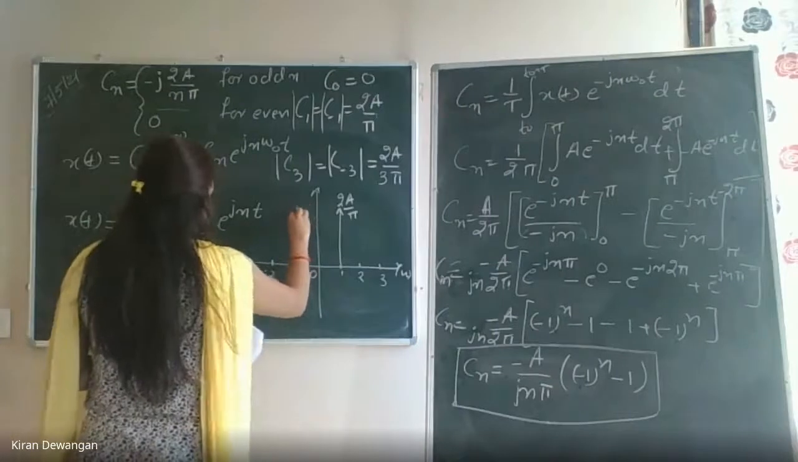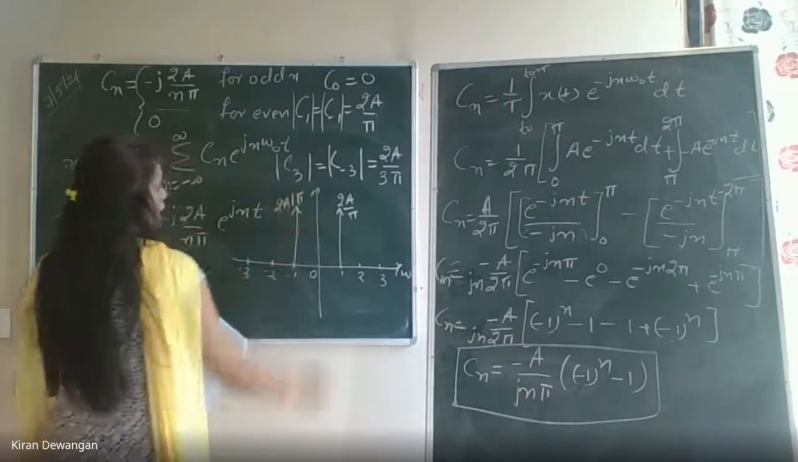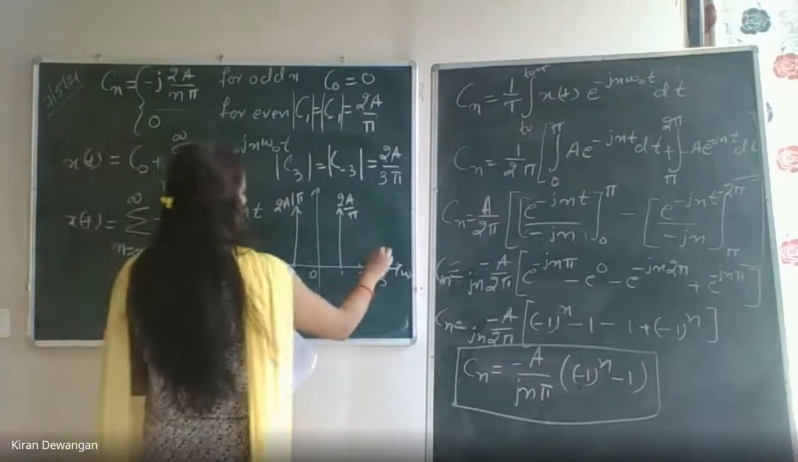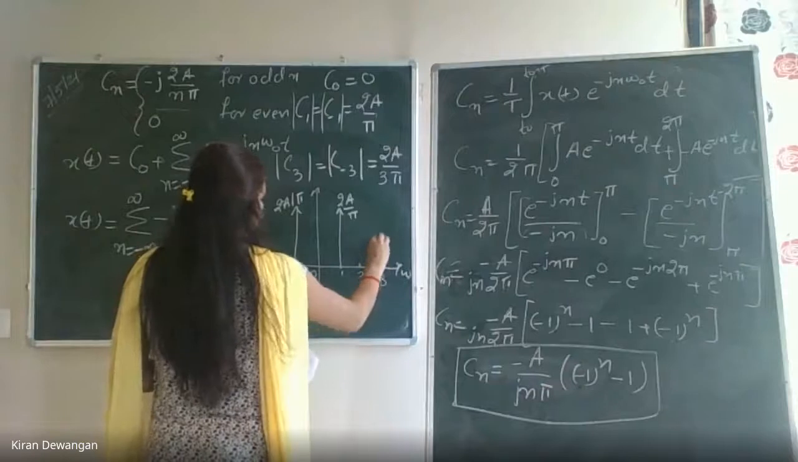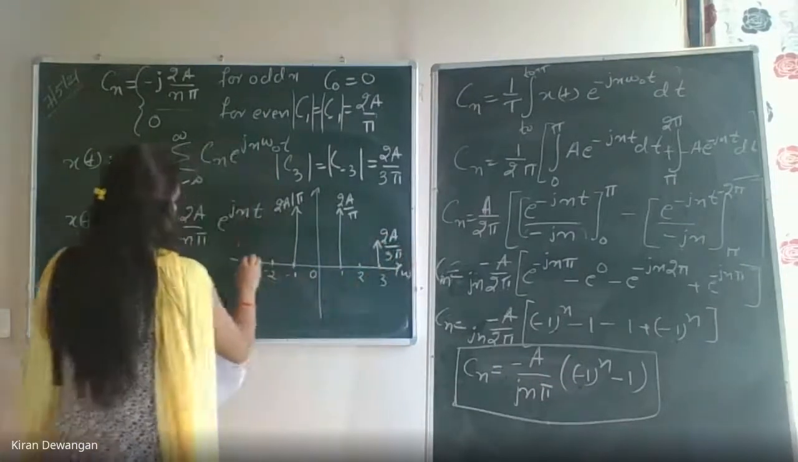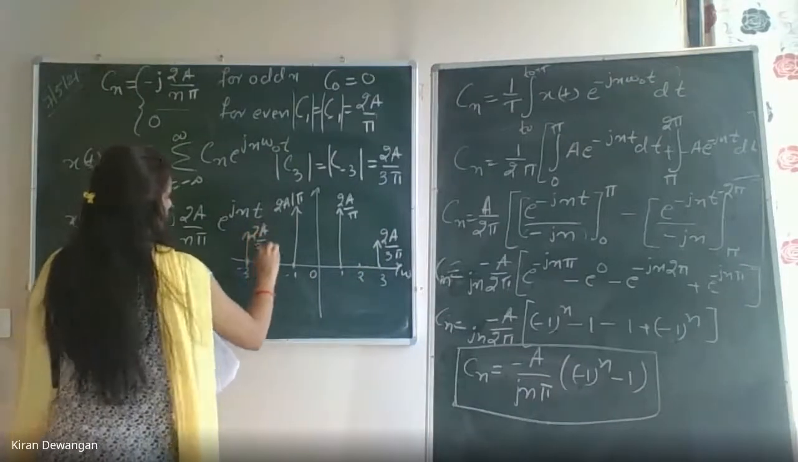Here also it will be the same, that is 2a by 5 pi. Now if I am plotting for 2, I don't have any value at 2. Here it is 2a by 3 pi, which will be a lesser value. Here also it will be 2a by 3 pi.